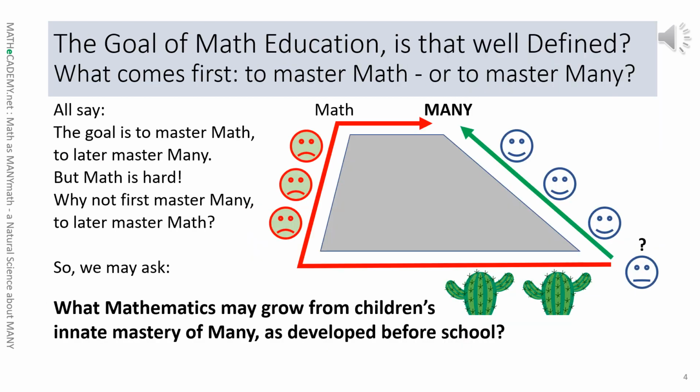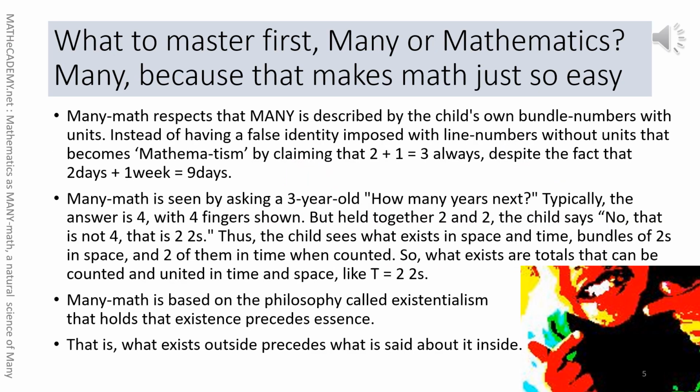But the goal of math education, is it well defined? What comes first, to master math, or to master many? All say the goal is to master math, to later master many. But math is hard. Why not first master many, to later master math? So we may ask, what mathematics may grow from children's innate mastery of many, as developed before school? What to master first, many, or mathematics? Many, because then mathematics becomes just so easy.